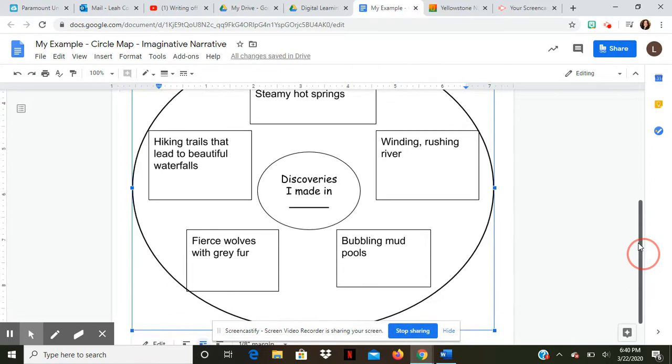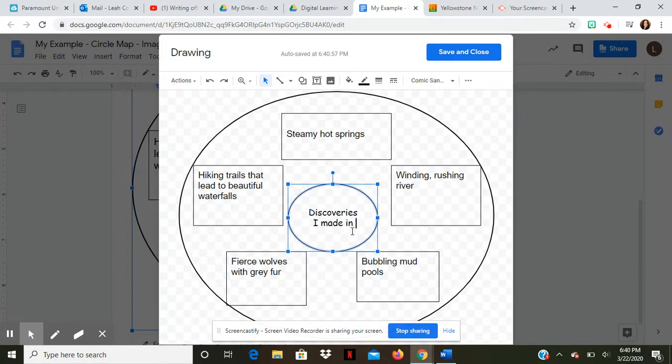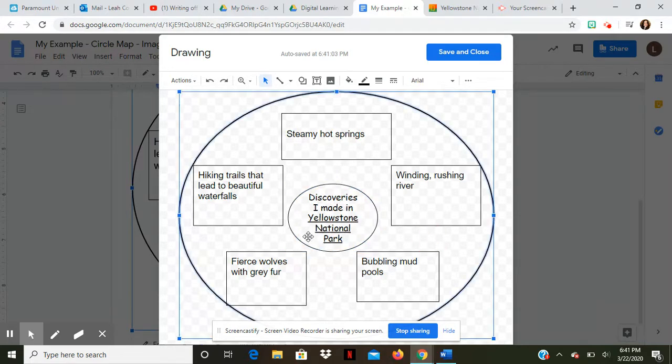All right. Okay, so remember, this is when you know that you are successful in your circle map: if you can complete this sentence frame. A discovery that I made in Yellowstone National Park were steamy hot springs. A discovery that I made in Yellowstone National Park were fierce wolves with gray fur. A discovery that I made in Yellowstone National Park were hiking trails that lead to beautiful waterfalls.